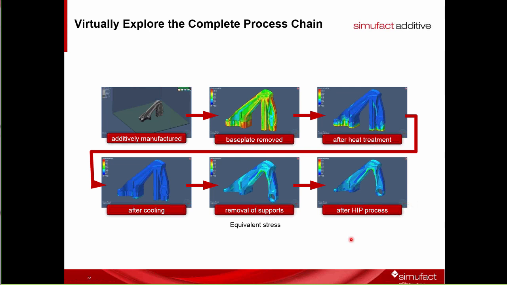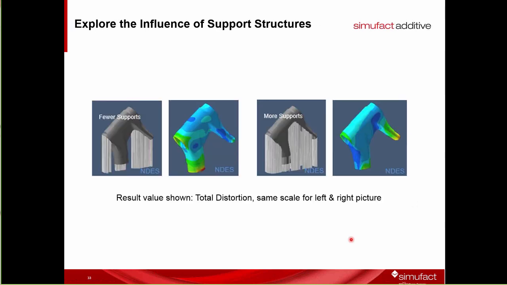We can automatically chain this, no restarting, no going to different simulation tools to look at the complete deformation and the residual stresses. We can also look at the influence of support structures. So in this configuration, we had less support structures, we had more deformation. Here we had more support structures, less deformation. But it will allow you to do the trade-offs of saying, okay, I have more support structures, but now I have more work in removing the support structures after I manufactured the part.